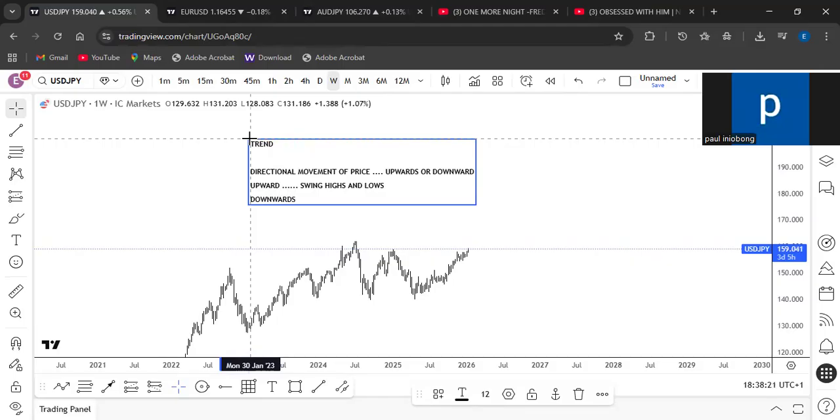Seeing highs and lows. It's all right. And then we are looking at downwards. We are also looking at swing highs and lows. All right. So the difference is that in an upward trend, swing highs and lows are called what? Higher highs and higher lows. And then in downwards, what are we looking at? We are looking at lower highs and lower lows.